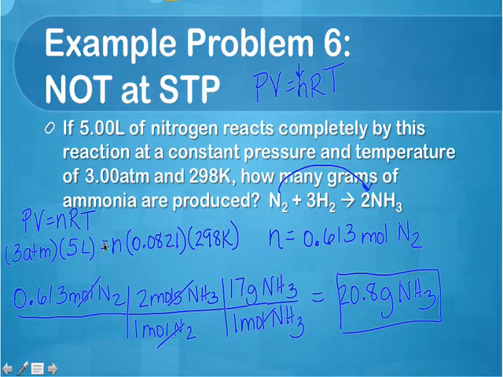So we used PV equals nRT to change to moles, and then my moles became the starting point for my stoichiometry problem. This is different than the STP one, because we wouldn't have had to have done this. We would have just started by using 22.4 liters as 1 mole. But since we're not at STP, we don't get to use that shortcut.